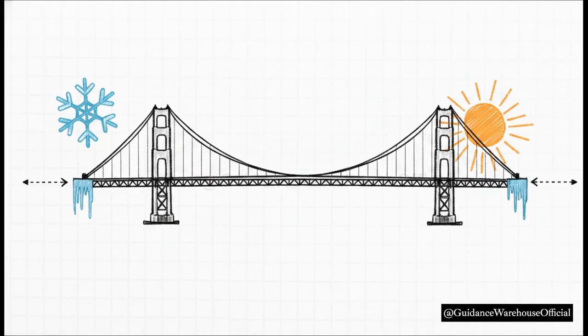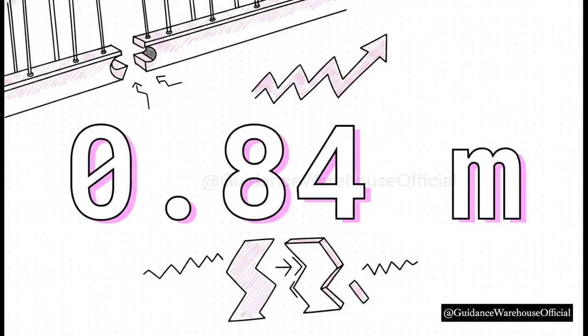And if we look up our constant for steel, alpha is 12 times 10 to the negative 6th per degree Celsius. So, multiply all of that together. Take a guess. How much extra bridge do we get? Boom, 0.84 meters. That is almost an entire meter of extra solid steel just appearing in the summer.